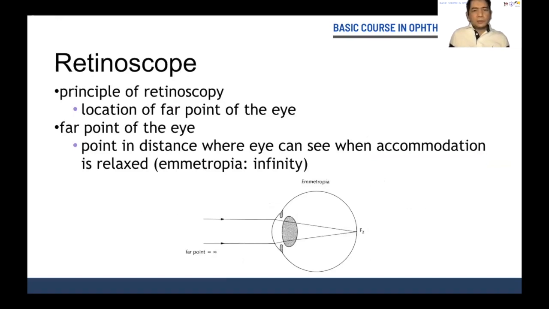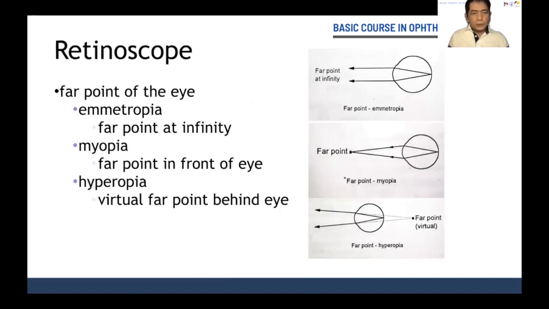Okay, the optical principle of retinoscopy is locating the far point of the eye. The far point is the point in distance where I can see when accommodation is relaxed. In cases of emmetropia, the far point is located at infinity, while in myopia, the far point is in front of the eye, as you can see in the middle illustration on the right. And in hyperopia, we have a virtual far point that is behind the eye.